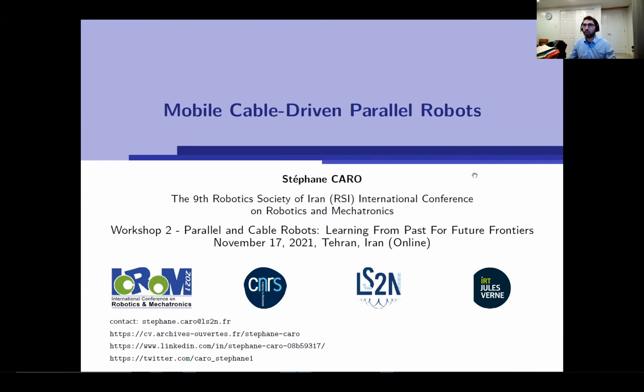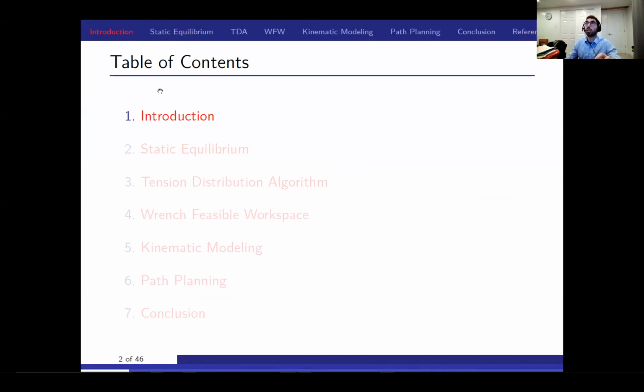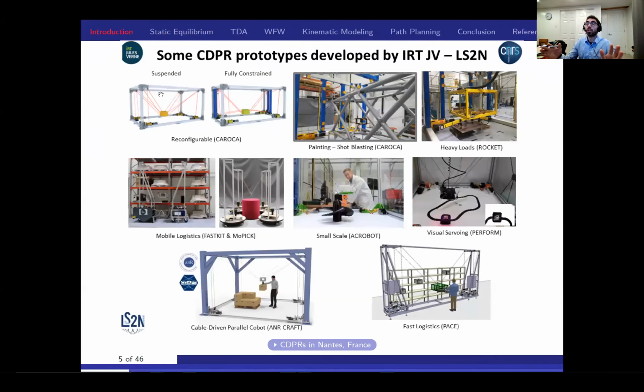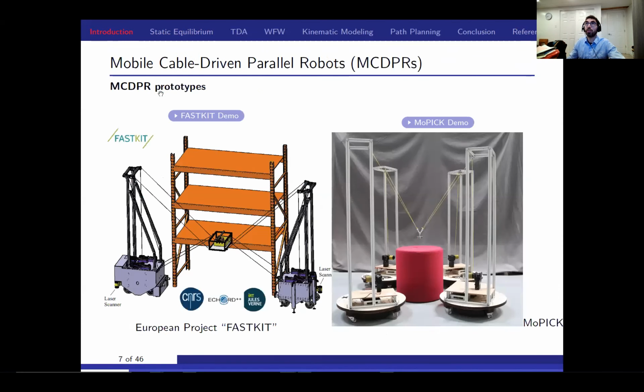I might have one question. In the FASTKIT system with the mobile robots moving the anchor points of the cable robot, could you use the mobile robots to cancel the out of plane oscillations of the cable robot if they occur?